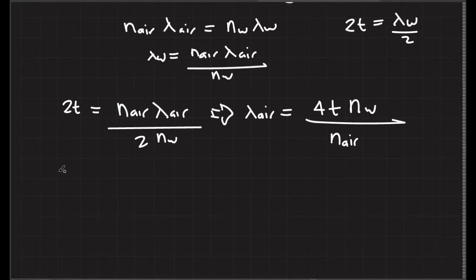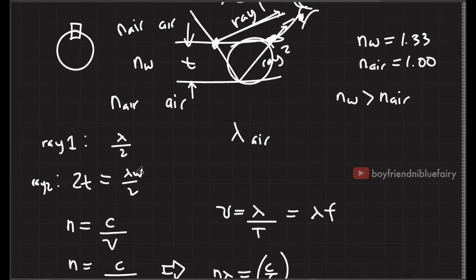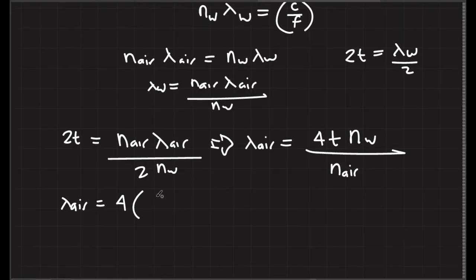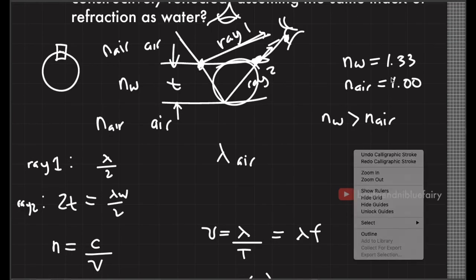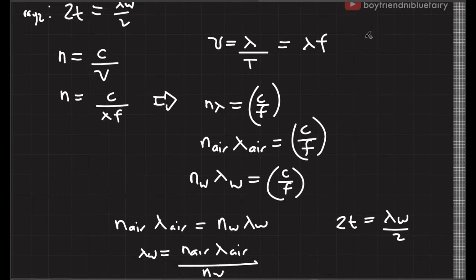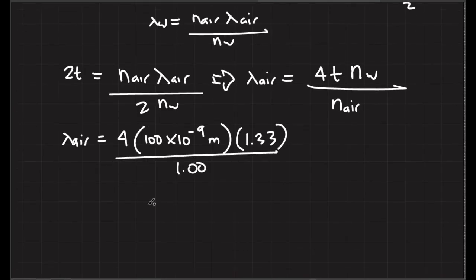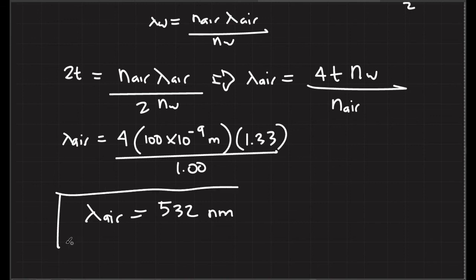Plugging in the given, the thickness is 100 nanometers times n sub w, which is approximately 1.33, divided by the refractive index of air, which is 1.00. So I'll have lambda air equals 532 nanometers. This actually corresponds to a green color because it's near the wavelength of green.